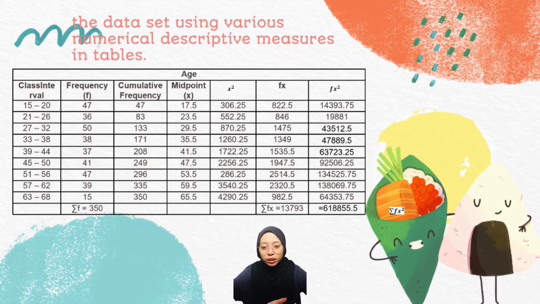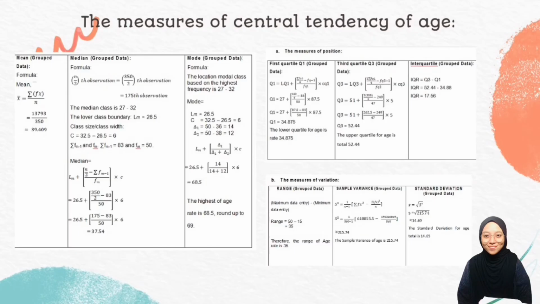The total of frequency is 350, total for FX is 13,798 and for FX power of 2 is 618,855.5. This is the measure of central tendency of age. The mean of age is 39.409. Therefore, the median of age is 37.54. The highest age rate is 68.5, rounded up to 69.